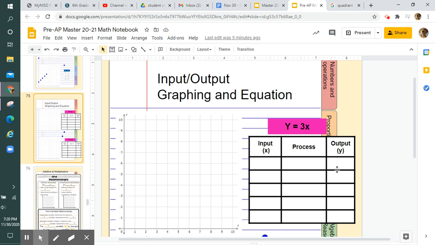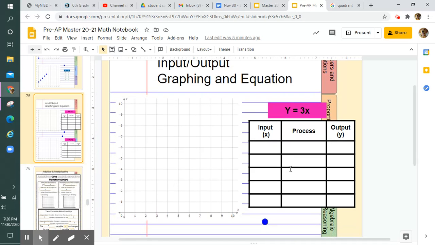All right, the last step here is to add what we've done the past 2 days and add them together. So we're going to start with an equation. Right here we have the equation y equals 3x, and we're going to create the input-output table for it, and then we're going to graph that.